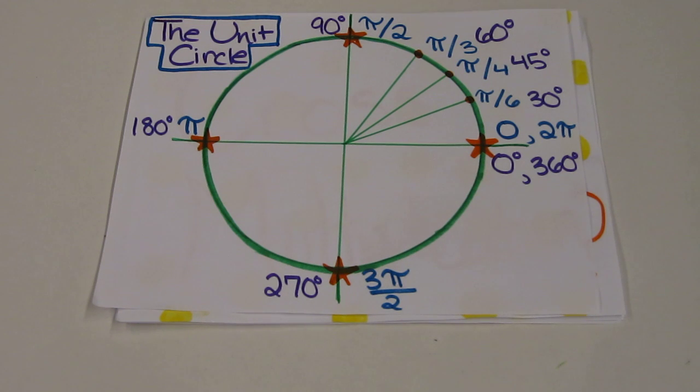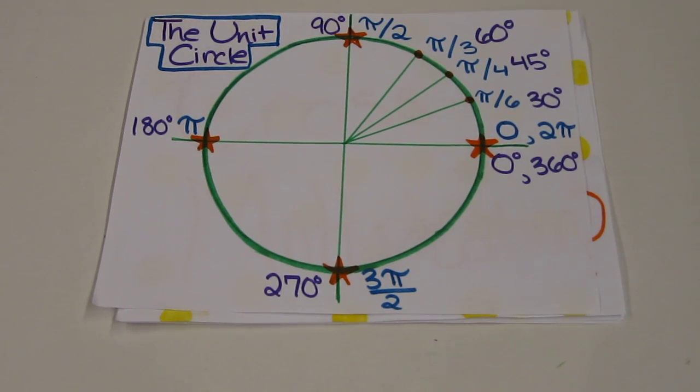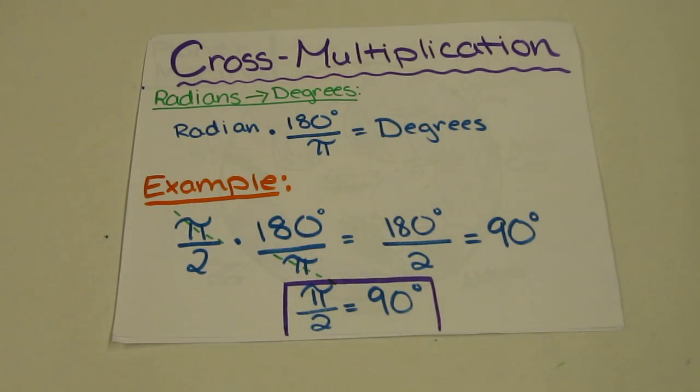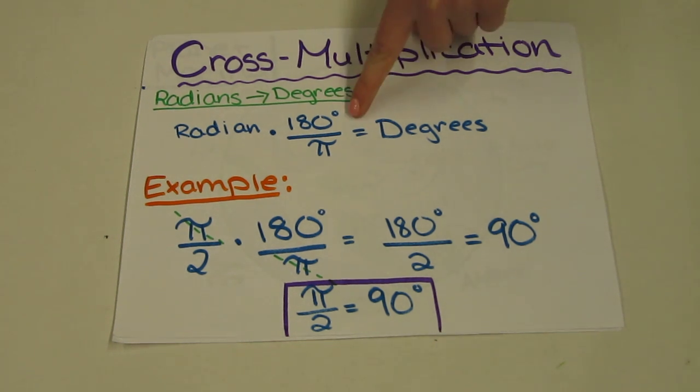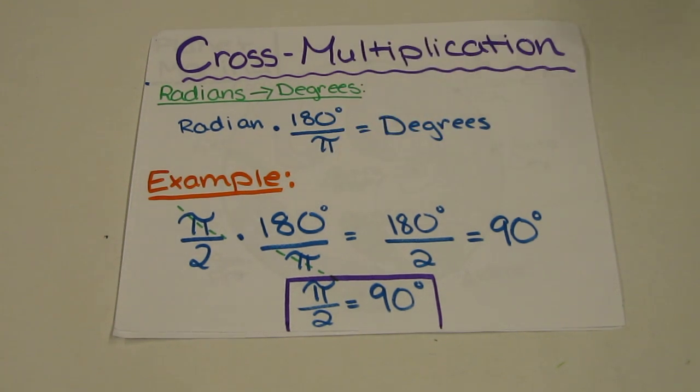We can use our knowledge of 2 pi equals 360 degrees and cross multiplication to convert radians to degrees. What is cross multiplication, you ask? Well, cross multiplication is the process of solving two ratios. When converting radians to degrees, you always multiply by 180 degrees and divide by pi to give you the degree measurement.